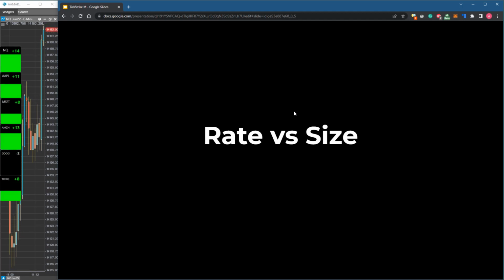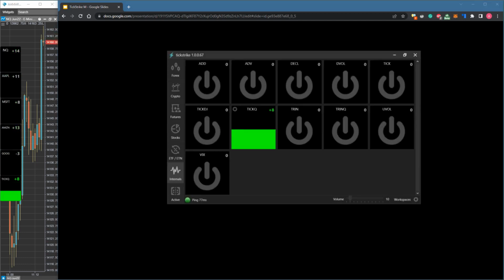I spent a lot of time paying attention to that. I'm just going to turn TickStrike down because I'm sure it's probably going to start driving you guys nuts in a second. So I'm riding this up right now. I'm up $10,000.